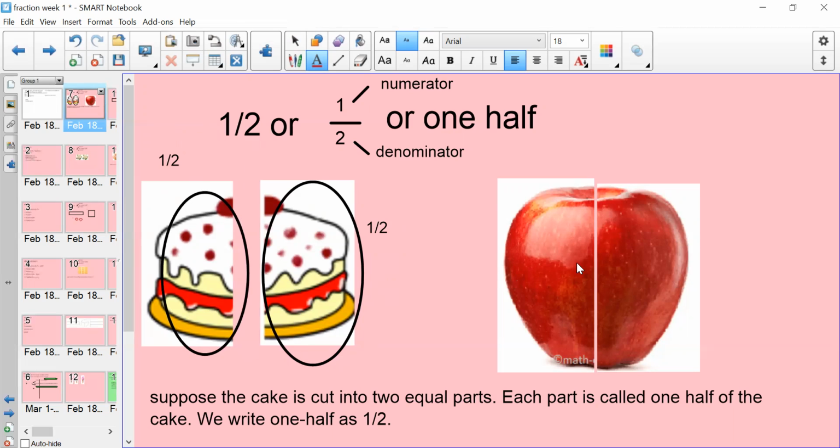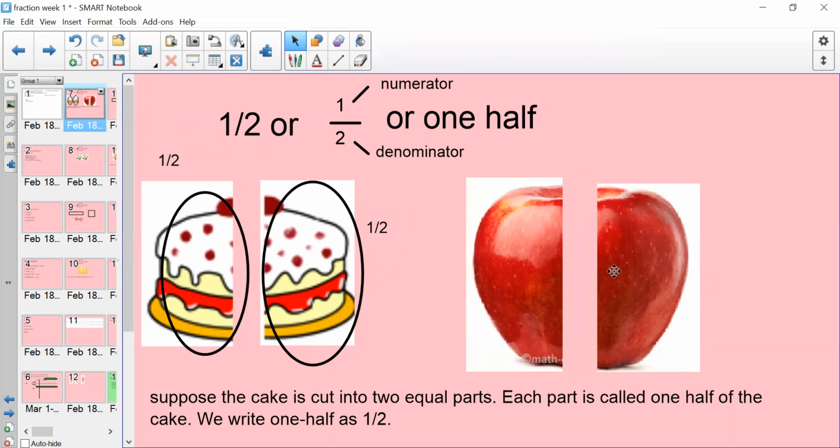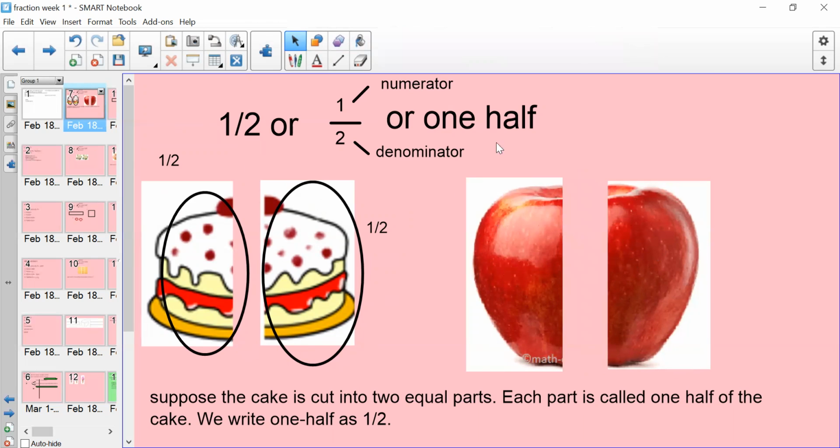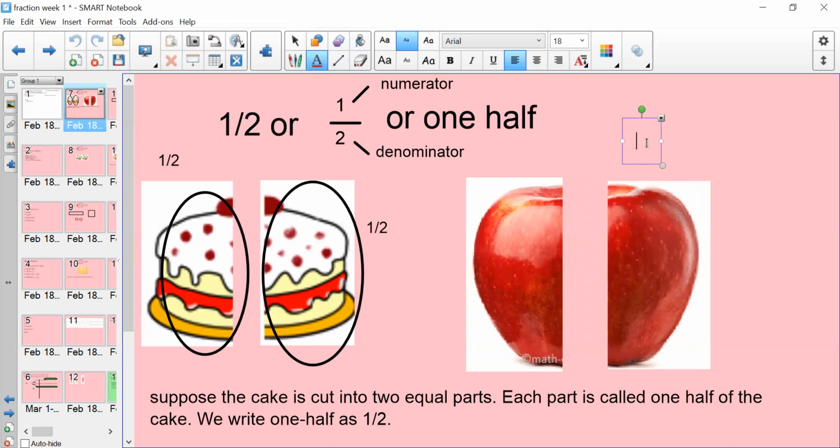Okay, and then we've got the apple as well. So at the moment we've got a whole apple, and then we're going to cut it in half. And it's really important that it is equal. So we can't cut the apple unequally. So if we cut the apple in half into equal parts, both of those sides of the apple are now a half. So we could label that a half, and we could label that a half. Okay, let's look at another example.